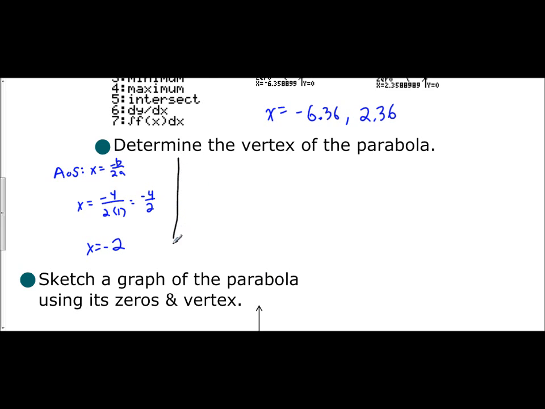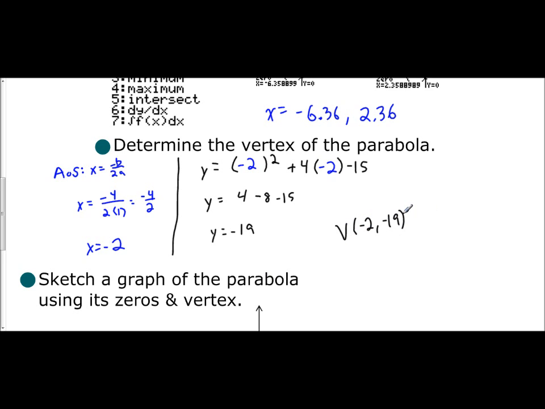Now I plug that into my function, y equals x squared plus 4x minus 15. And so the x value I'm plugging in is the x value of the axis of symmetry, which is the x value of the vertex. So y equals negative 2 squared, which is 4, 4 times negative 2 is negative 8, and minus 15. So I get y equals negative 19. And so that means my vertex is the coordinate negative 2, negative 19. So I know my zeros, I know my vertex, and now I'm going to sketch the graph using them.